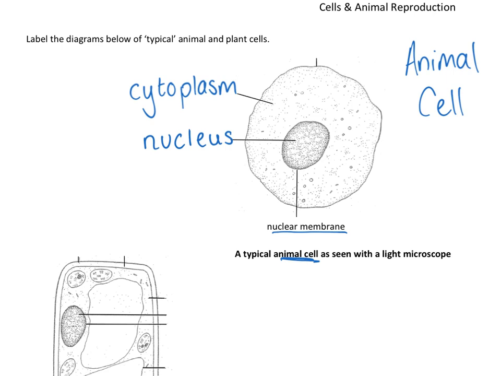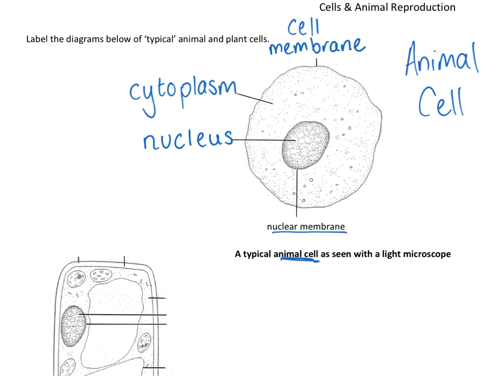Okay, next one, and this is the last part that you need to know for an animal cell. This is what we call the cell membrane. That is spelled cell, C-E-L-L. Membrane is spelled M-E-M-B-R-A-N-E. So the cell membrane.